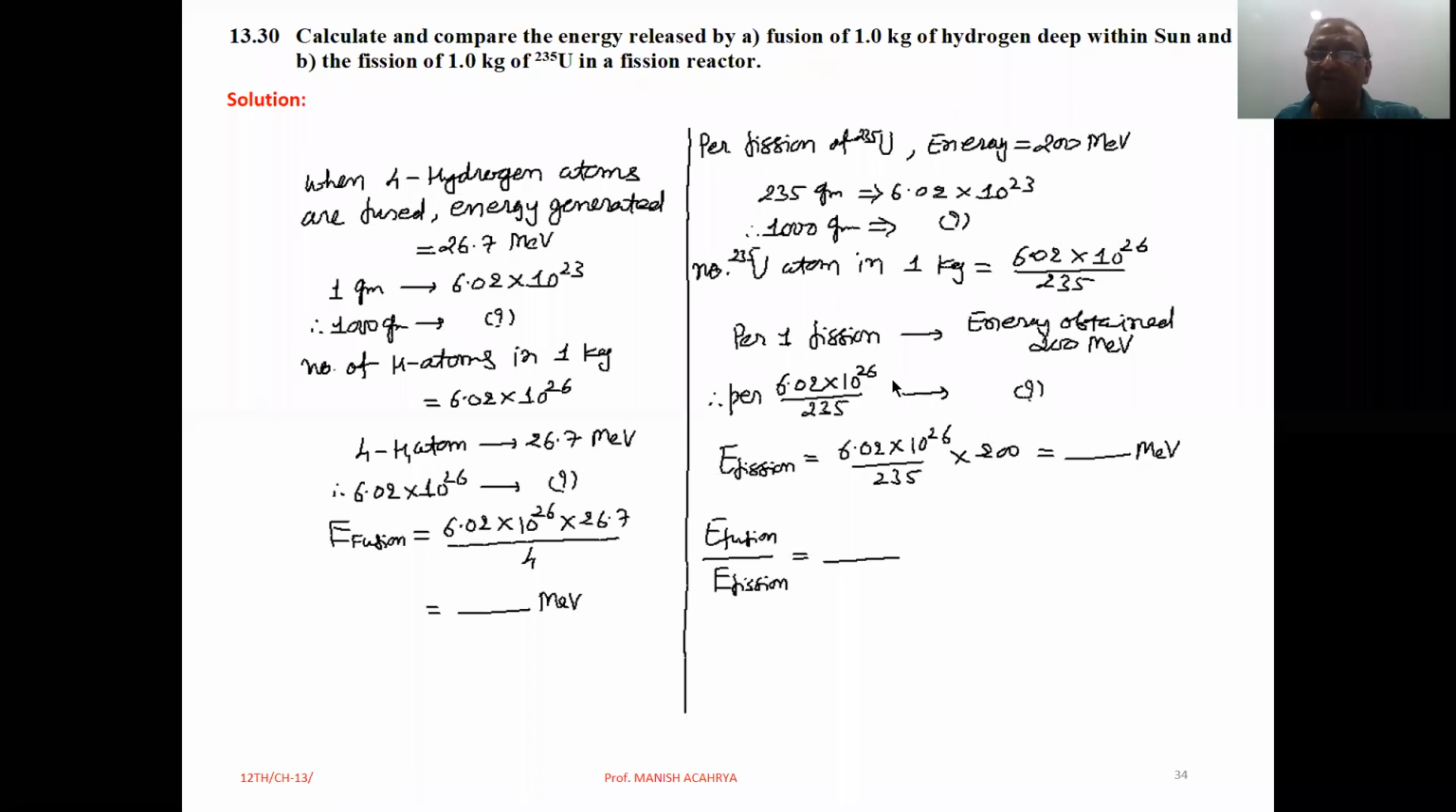Now per one fission we get energy of 200 MeV. Therefore, for this much number of fissions, how much energy will be obtained? The energy during the fission of 1 kilogram of U-235 is 6.02 into 10 raised to 26 by 235 into 200 MeV. Now we have to compare these two, so take the ratio of E fusion to E fission and we'll get the comparison. Clear?